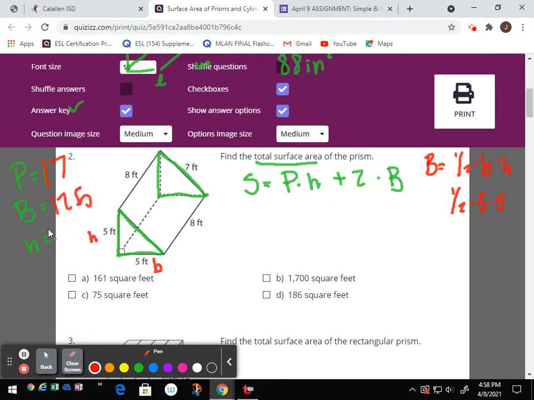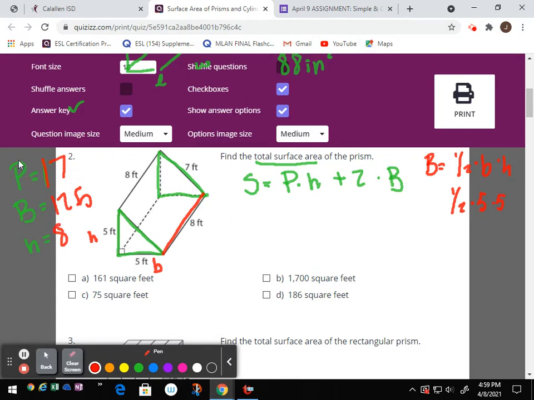All right, and the 3D height. Again, we have 2 bases. How far away are these 2 bases from each other? They are 8 feet away from each other. Do not put 5. 5 is the height of the triangle. This height in the formula is the 3D height. Okay, so height is 8.